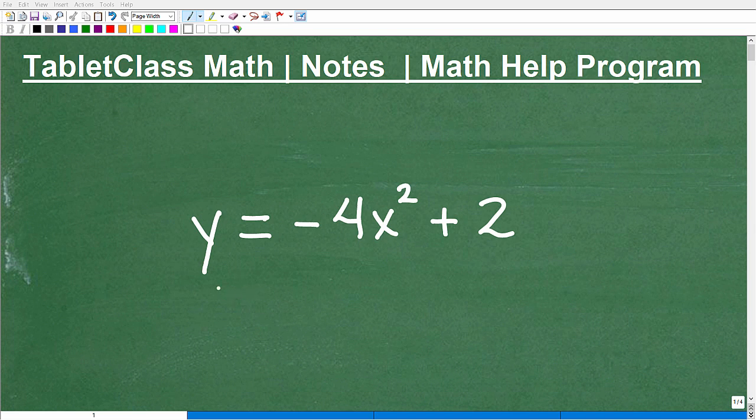Okay, let's talk about how to sketch or graph this parabola. Now, if you don't know what a parabola is, just stick around here and you're going to learn a lot about parabolas. And they're pretty friendly graphs. They're not too difficult to sketch, but they're very, very important, especially when we're talking about the topic of quadratic equations, quadratic functions.